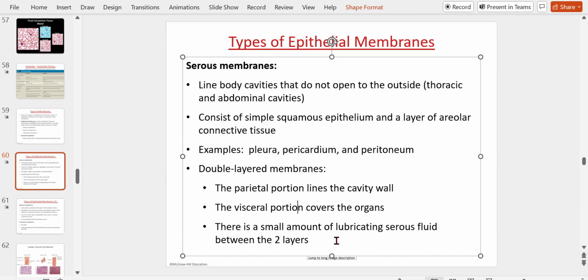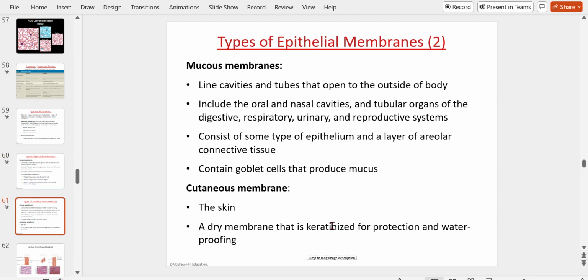There is a small amount of lubricating serous fluid between the two layers, especially with the lungs. That would be called surfactant. We'll get there when we get into respiration.